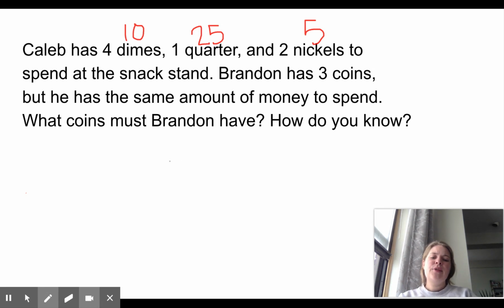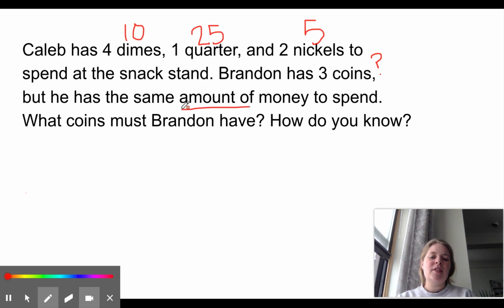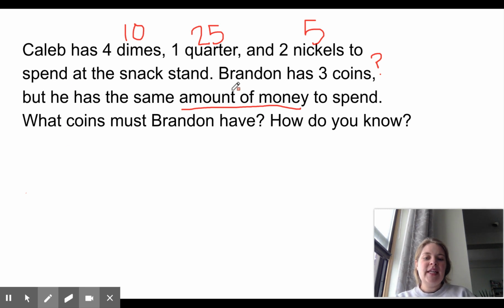Brandon has 3 coins, but do we know what his coins are? We don't, so I'm putting a question mark. But he has the same amount of money to spend. So what coins must Brandon have? How do you know? Well, first, we need to find out the amount of money that Caleb has. We know what coins he has, but we don't know how much money that is.